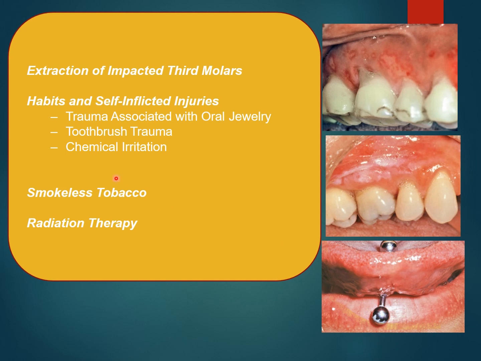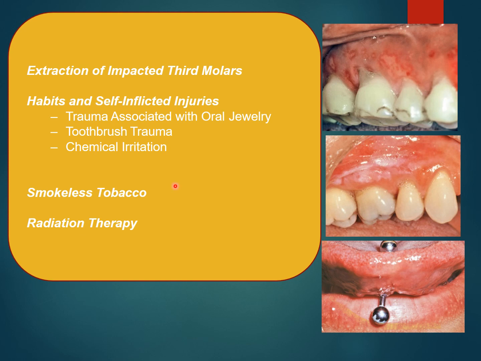The toothbrush trauma that can be associated with this leads to inflammation of the gingiva or traumatizes the gingiva. Then chemical irritation, that is, chemical burns due to some acidic foods, can also be related to these injuries. And smokeless tobacco, like chewing tobacco, can also affect the gingiva. It is usually placed in the mandibular buccal vestibule for several hours, so this can have an effect on the periodontium.